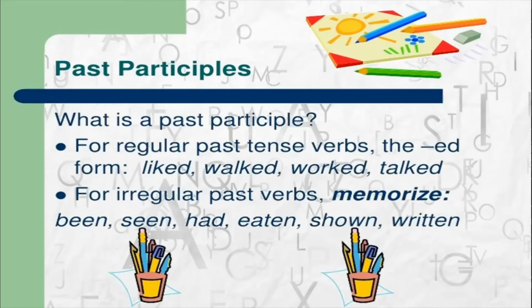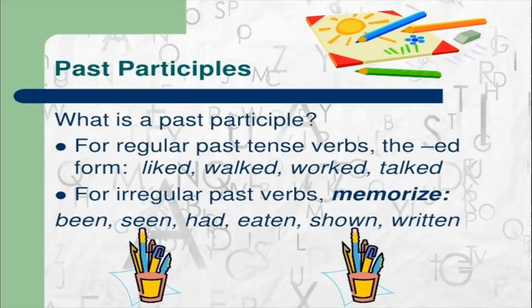For regular past tense verbs, it is the ed form. That is, like will become liked, walk will become walked, work will become worked, talk will become talked. So this is the simple past tense, you can also call it the past participle. For irregular verbs, you have to remember them. For example, seen, been, had, eaten, shown, written.